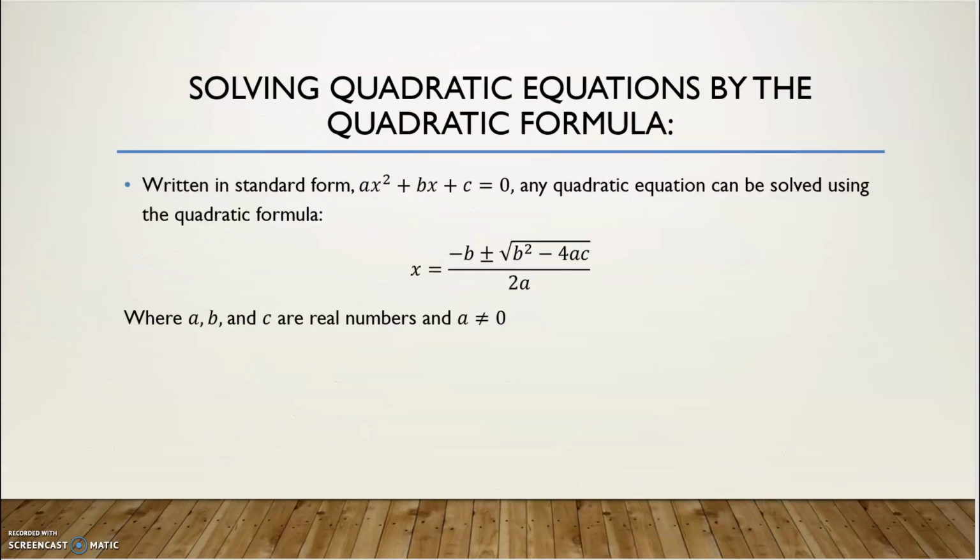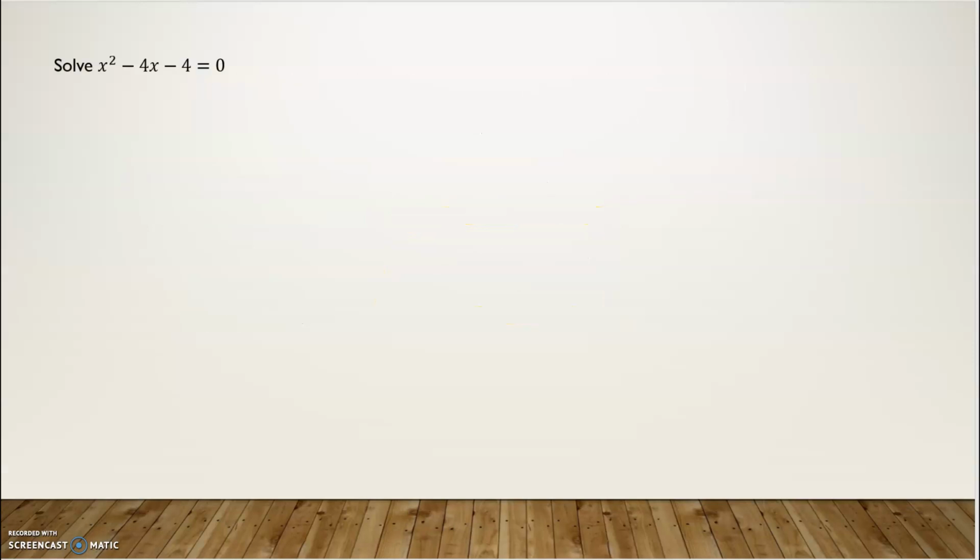Okay, now let's move on to solving quadratic equations using the quadratic formula. So if it's written in standard form, any quadratic equation can be solved using the quadratic formula. And here's your quadratic formula. x equals negative b plus or minus the square root of b squared minus 4ac over 2a. Okay, so a, b, and c are real numbers, and a cannot be 0. Otherwise, we wouldn't have a quadratic equation anymore. We've already gone through that. So let me show you how to work this.